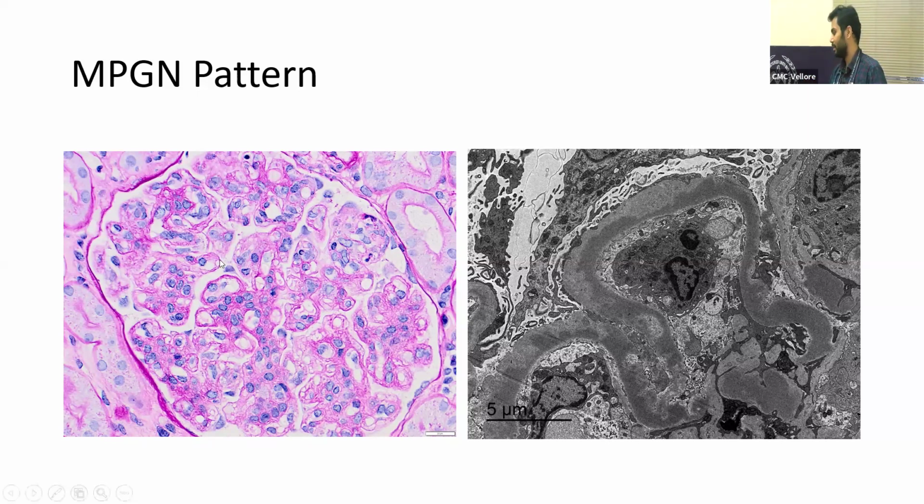So here you can see double appearance of the membranes, here also you can see double appearance, and this is a single capillary showing inflammatory cells inside, not a single cell, not one cell, so multiple cells are seen.